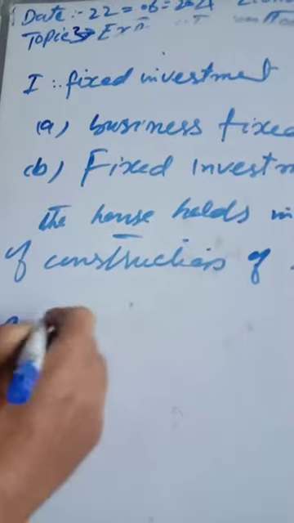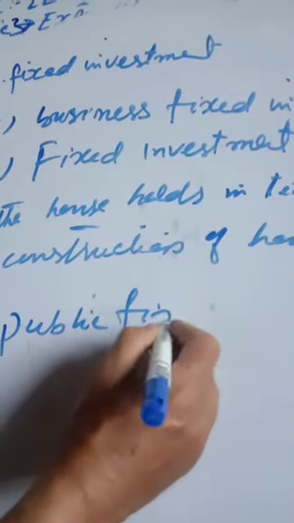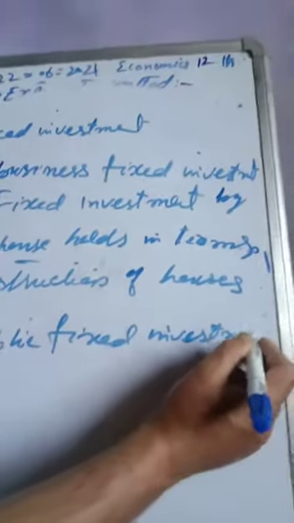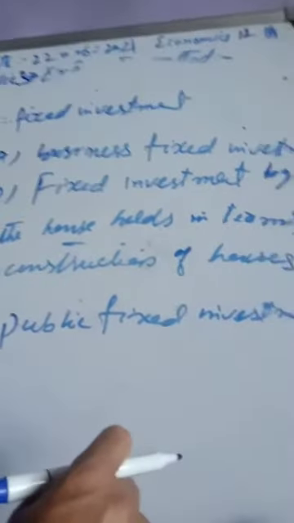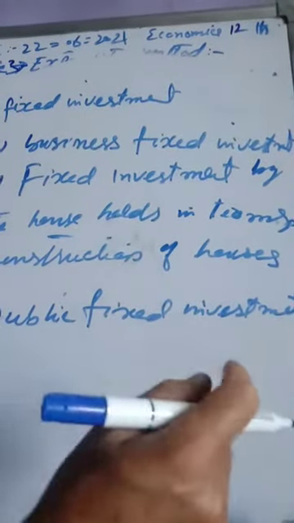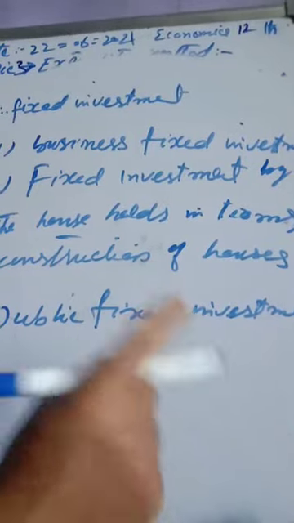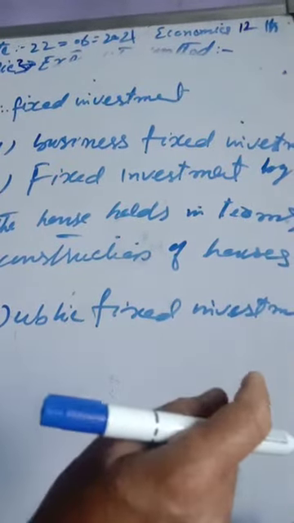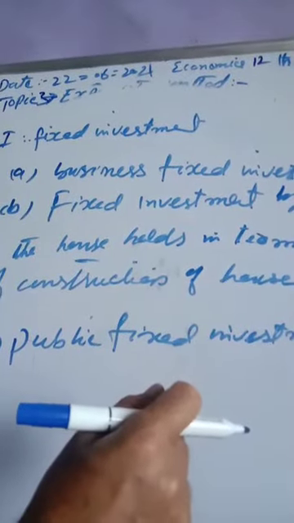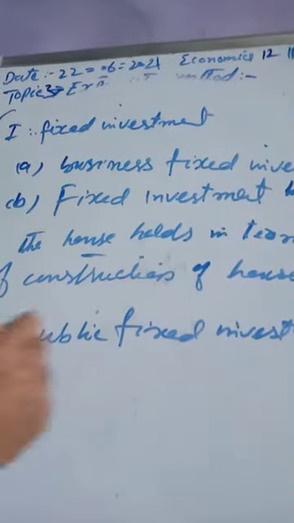And number C is public fixed investment, that is fixed investment by the government, like expenditure by the government on the construction of roads, dams and bridges. This was the first point.